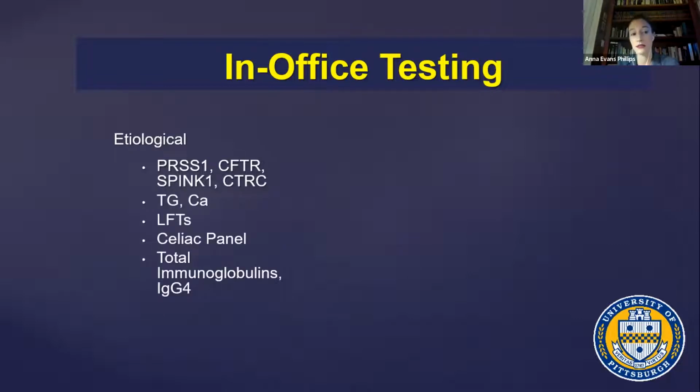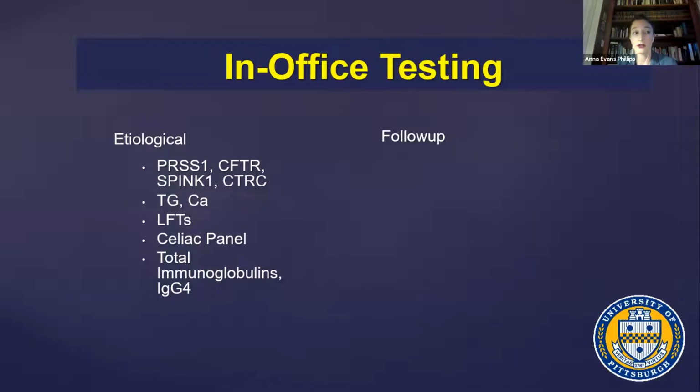So this would include things like consideration, at least, of possible genetic testing, and I'll get into that in just a moment, triglyceride levels and calcium levels, liver function tests, things like celiac disease panel, because that can result in recurrent acute pancreatitis over time, eventual chronic pancreatitis in the end. If there is concern for underlying autoimmune etiology, things like total immunoglobulin levels and an IgG4 may be instructive on that level.